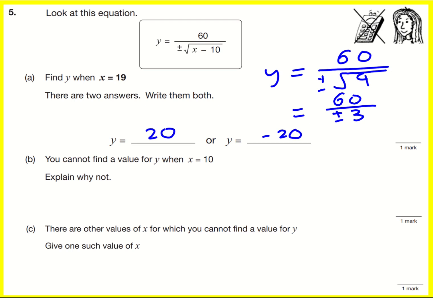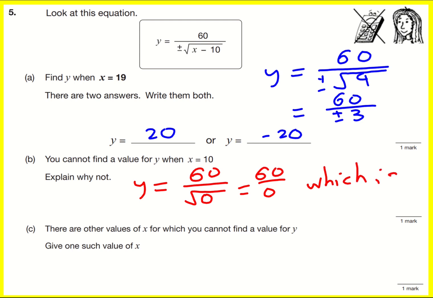We can't find a value of y for when x is 10. Why not? Because when x is 10, we're going to get y is equal to 60 divided by the square root of 0. And this will equal 60 divided by 0, which is not defined. You cannot divide by 0.